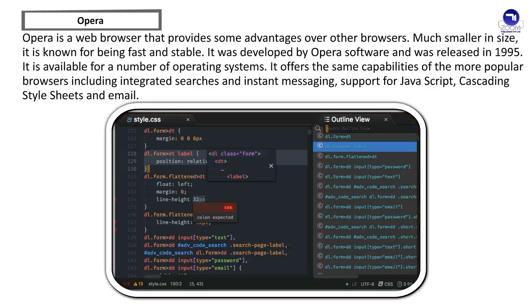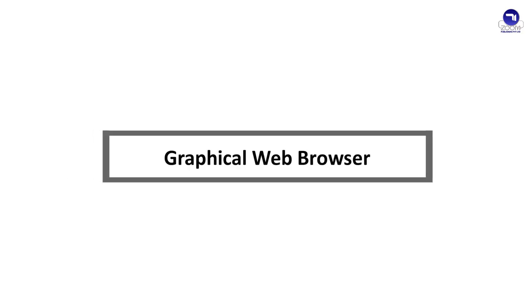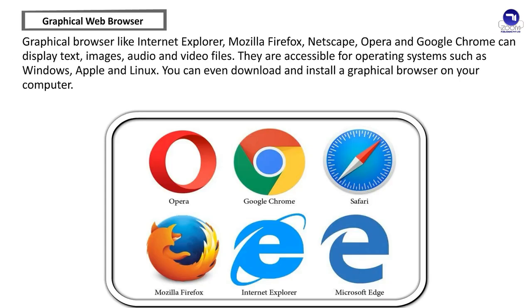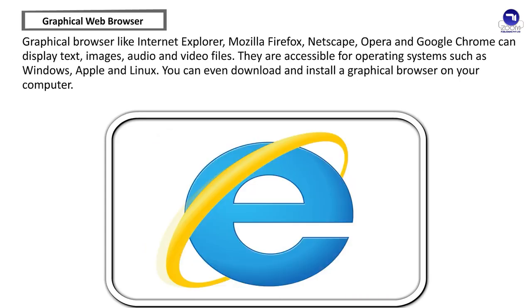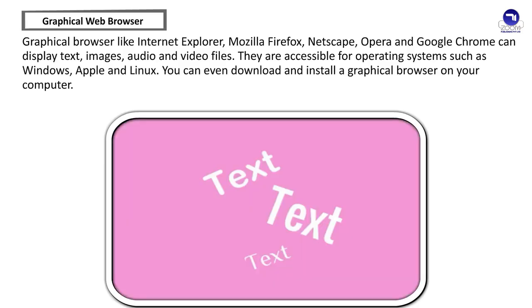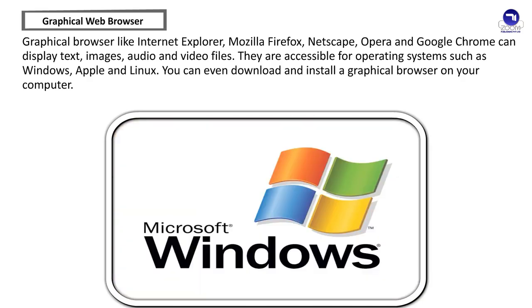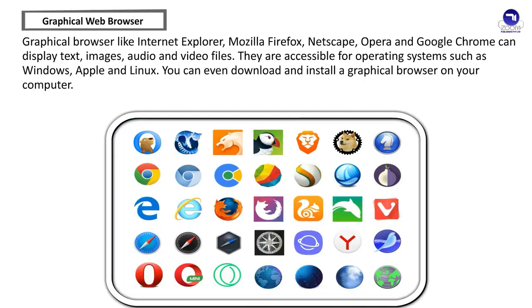Types of browsers. There are mainly two types of browsers: graphical web browsers and text web browsers. Graphical web browser. Graphical browsers like Internet Explorer, Mozilla Firefox, Netscape, Opera, and Google Chrome can display text, images, audio, and video files. They are accessible for operating systems such as Windows, Apple, and Linux. You can even download and install a graphical browser on your computer.